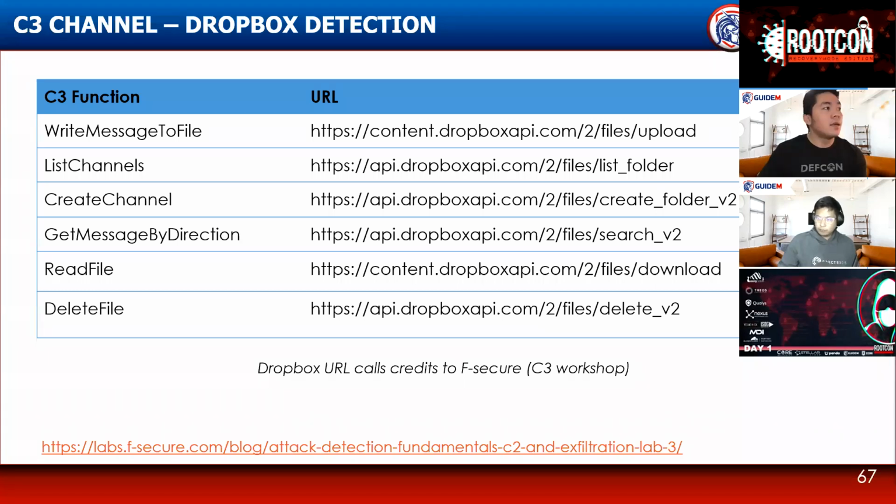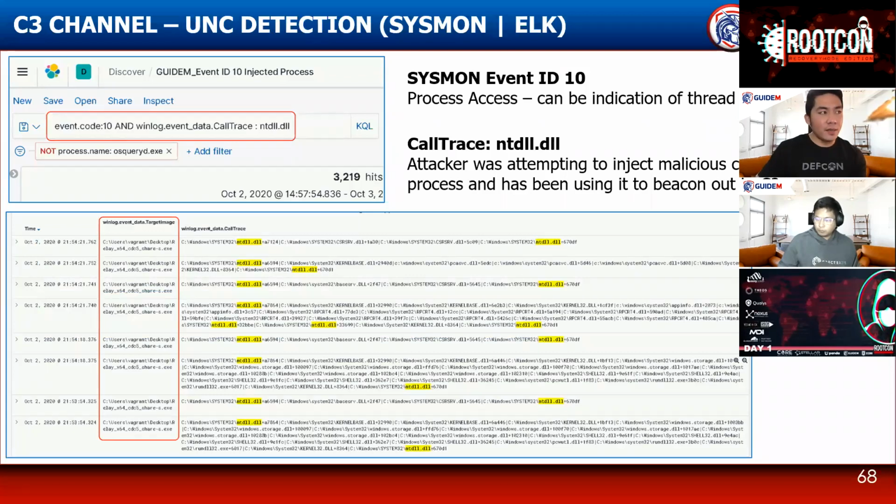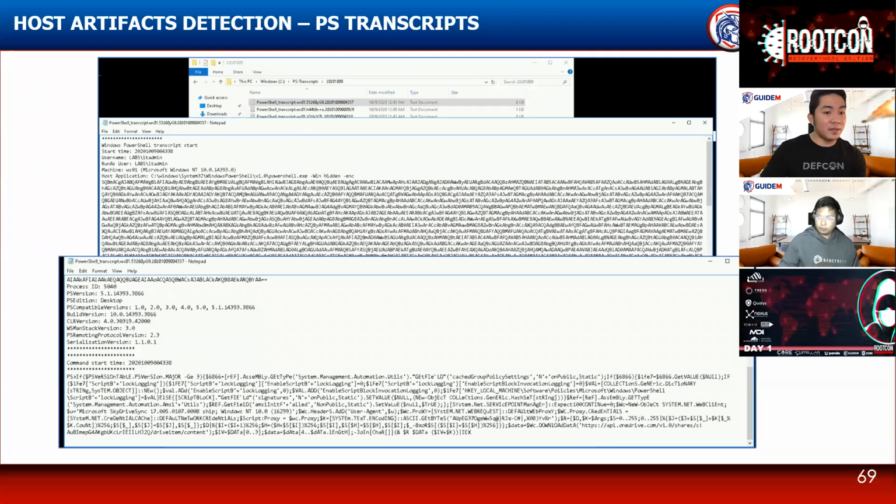Next. This one is interesting because we've noticed that ntdll.dll can be a good point of call trace, which can lead to a process injection. You can see here that we have the implant as a target image, and then on the call trace it calls ntdll.dll. ntdll.dll is more of an interface to the Windows kernel.